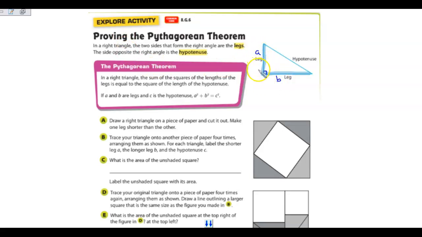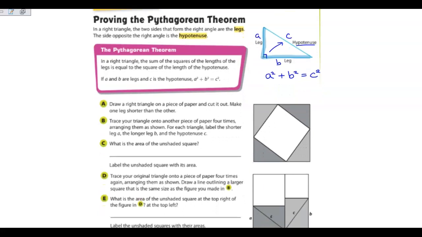The side that is opposite the right angle, so directly across from the right angle, that is your hypotenuse. And a lot of times we label that with C. In a right triangle, the sum of the squares of the lengths of the legs is equal to the square of the length of the hypotenuse. So what they're saying is, if I square my legs and add them, so the sum of the squares of the legs is going to be equal to the hypotenuse squared. Okay? Now let's prove it.